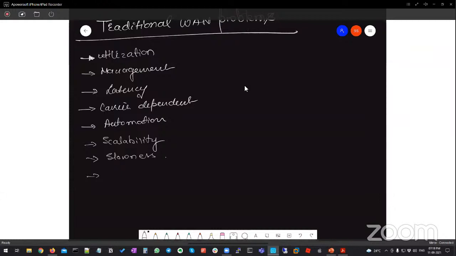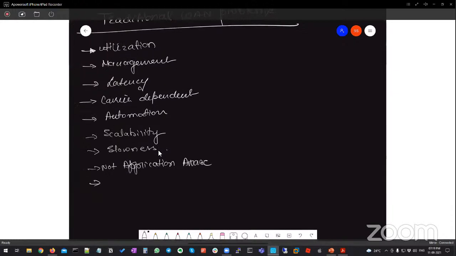There's just to understand how application control works. Application control on WAN is not possible. Application control means it is not application aware basically. So it treats every type of application with the same treatment, right? Yes, yes. Okay, what else?